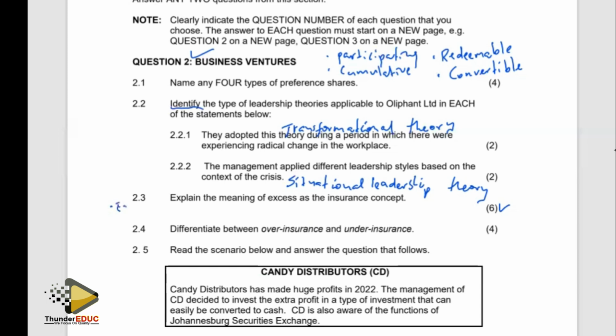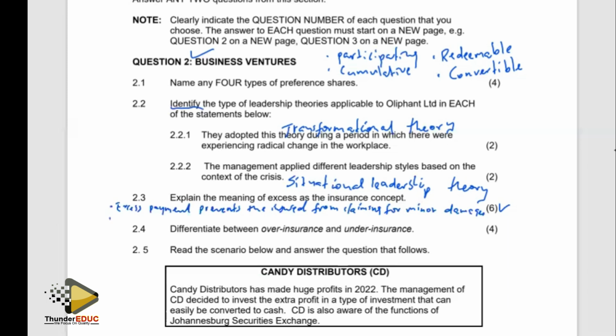excess payment prevents the insured. It prevents the insured from claiming for minor damages.